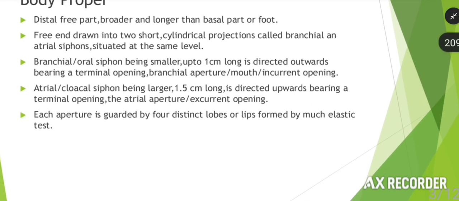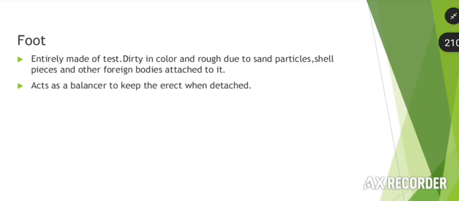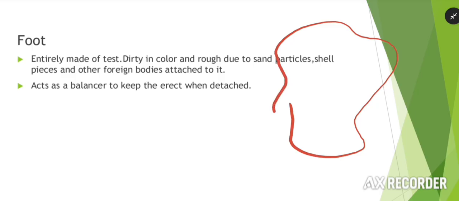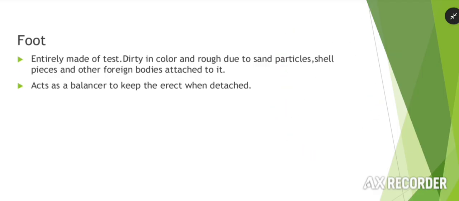Let's proceed further. Now is the foot. The foot is entirely made up of test, dirty in color and rough due to sand particles, shell pieces, and other foreign bodies attached to it. Suppose this is the foot of Herdmania and this is the body. I have told you in the previous lecture that the foot might be present or it might be absent.